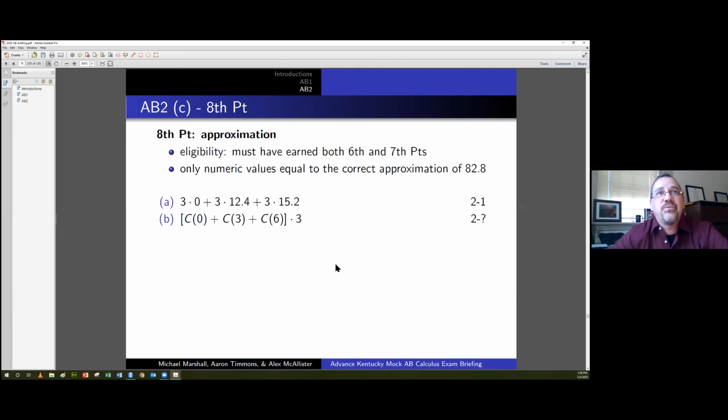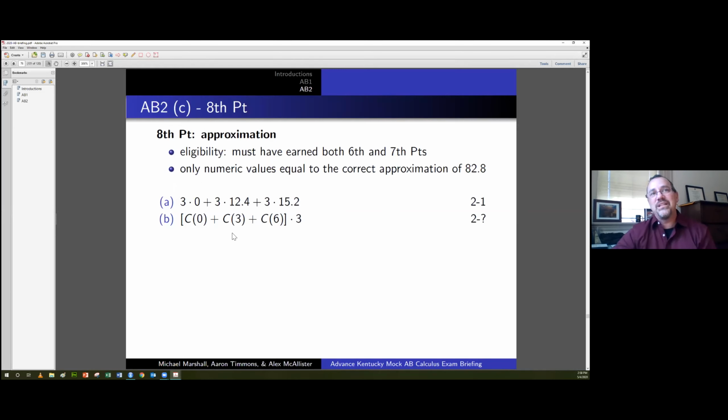And then let's talk about the 8th point, the approximation. You have to have earned both of the 6th and 7th points. So we're expecting to see a perfect, complete Riemann sum in order to be eligible for the approximation point. And the only numeric values that we'll accept have to be equal to that correct approximation, 82.8. So the unsimplified sum of products is a perfect expression.